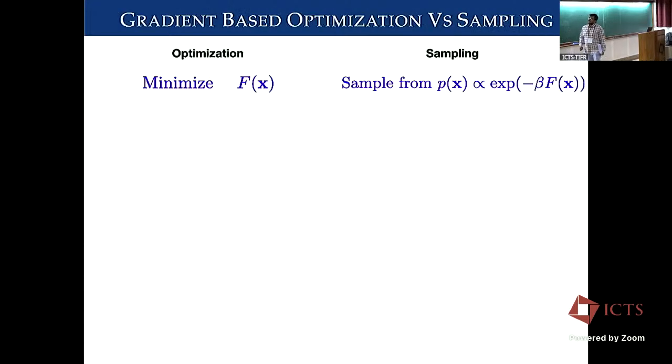To put both of them on the same slide, you have optimization, which is minimize f of x, and sampling, which is this. One of the cases where we really understand this problem well is when capital F is convex. If f is convex, we know fairly well how to optimize it using gradient descent, and we know the kinds of rates we get. When f is convex, we also know how to sample from it, and in this case the distribution is what's called a log-concave distribution.